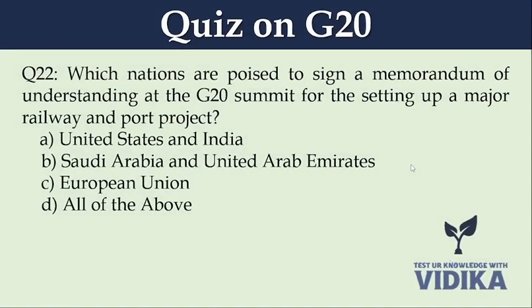Which nations are poised to sign a memorandum of understanding at the G20 summit for setting up a major railway and port project? Option A, United States and India. Option B, Saudi Arabia and United Arab Emirates. Option C, European Union. Option D, all of the above.